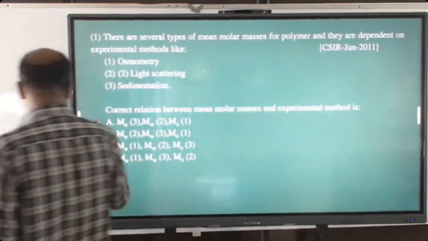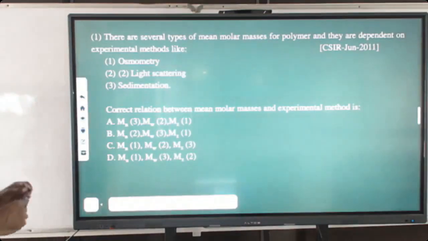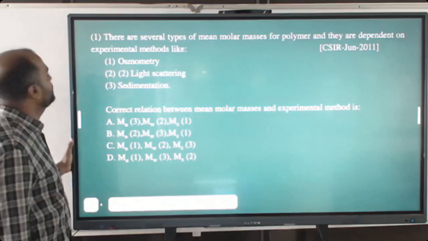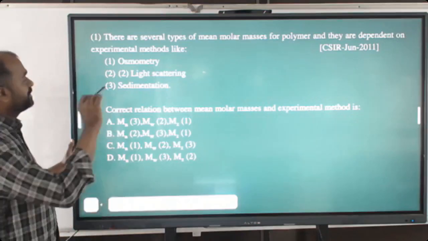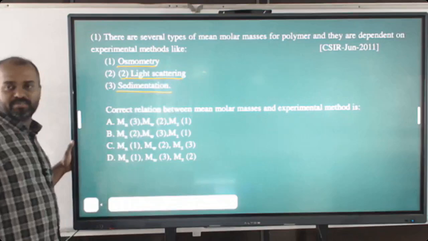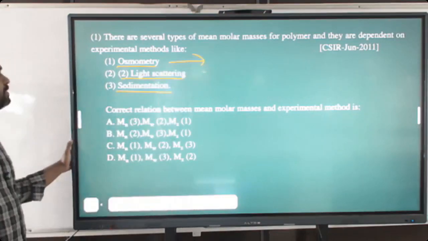First question. There are several types of mean molar masses for polymers, and they are dependent on experimental methods like osmometry, light scattering, and sedimentation. Which is the type of molar mass determined using osmometry?